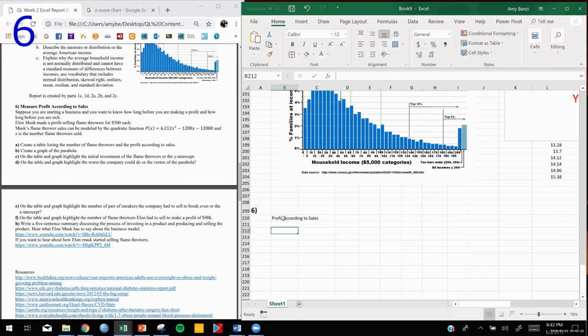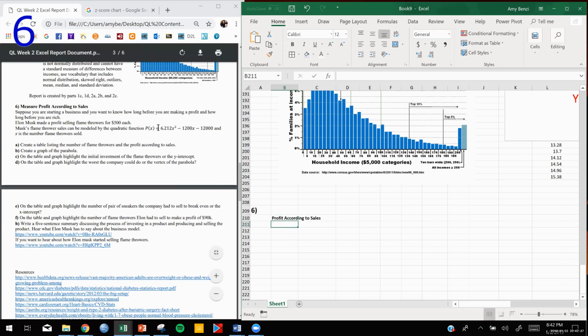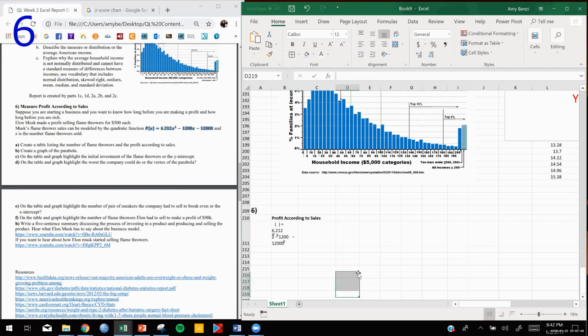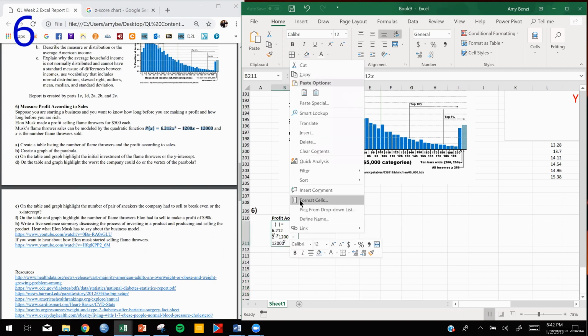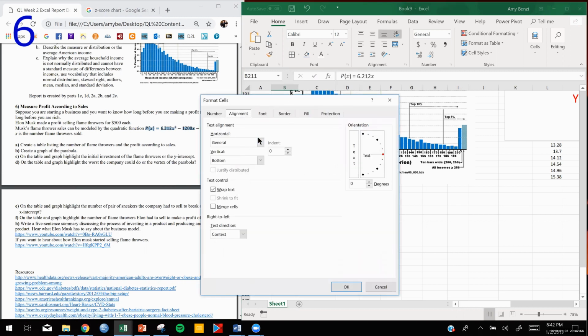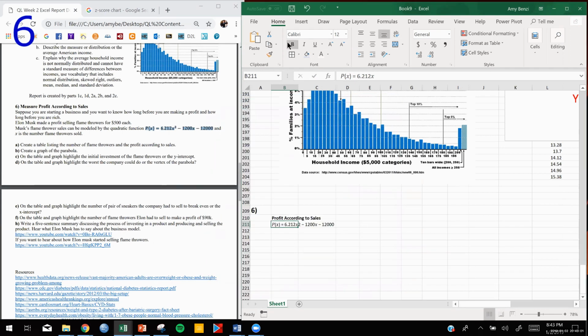All right, I have the profit according to the sales, and now I have a function that represents the profit according to the sales. So I'm going to actually just copy this entire function right out of my document and paste it right below where I typed profit according to sales. This cell, for some reason, is wrapped. I'm going to unwrap it. I don't want it wrapped because I want to see that whole function laid out there.